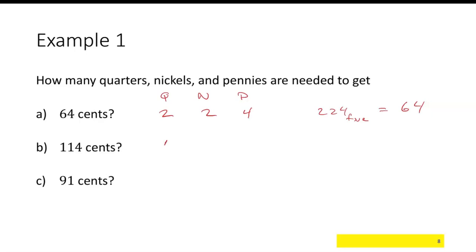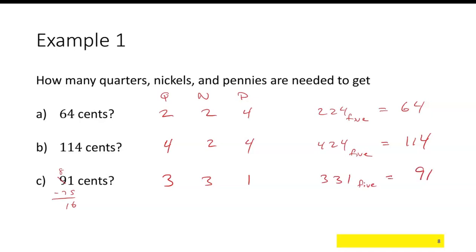For 114 cents, you would need 4 quarters to get you the 100, and then 2 nickels for the 10, and then 4 pennies. So 424 base 5 is equal to 114 base 10. For 91 cents, I would need 75, so 3 quarters, and that would leave me with 91 minus 75 is 16. So that would be 3 nickels and a penny. So 331 base 5 is the same thing as 91 in base 10.